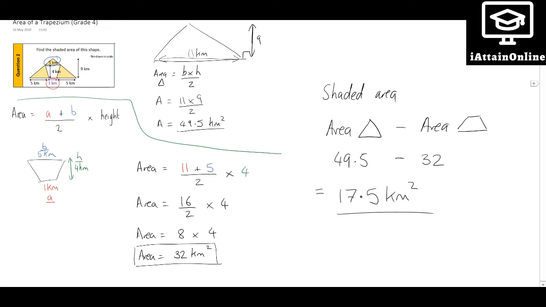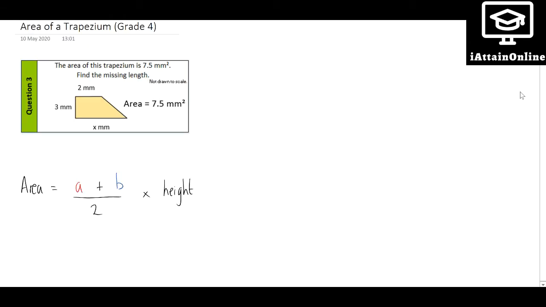Okay, 2 more examples. You need to watch out for these questions. Sometimes you will be asked to work backwards. So what I mean by that is in this question you are told that the area is 7.5 millimeters squared, and you are not given one of the bits of information from the trapezium. In this case, that is one of the parallel sides, this bit here. So we need to use that information to find that missing value.